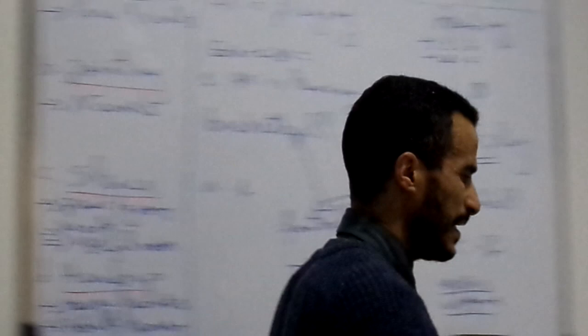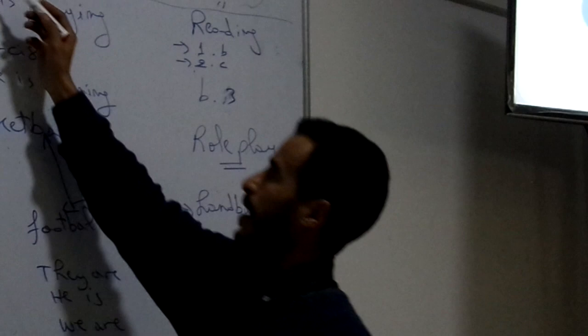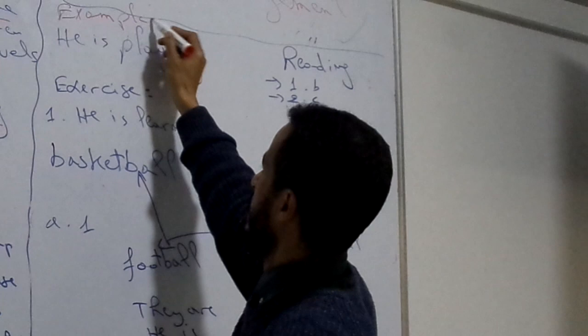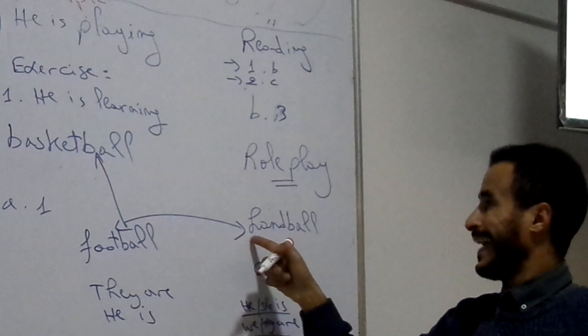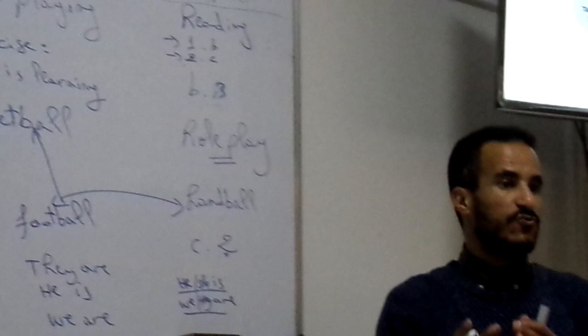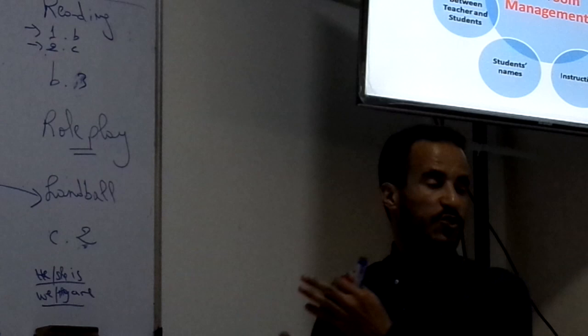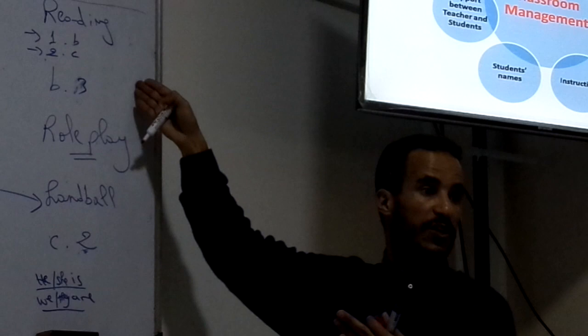Look here. He is playing. What is this? Example. Good. Exercise, learning, practice. Basketball, football, because you are teaching young learners, handball. What are these? Vocabulary words. So for vocabulary, you have to design another space, another part, which will help students to understand that this part is only for difficult words.